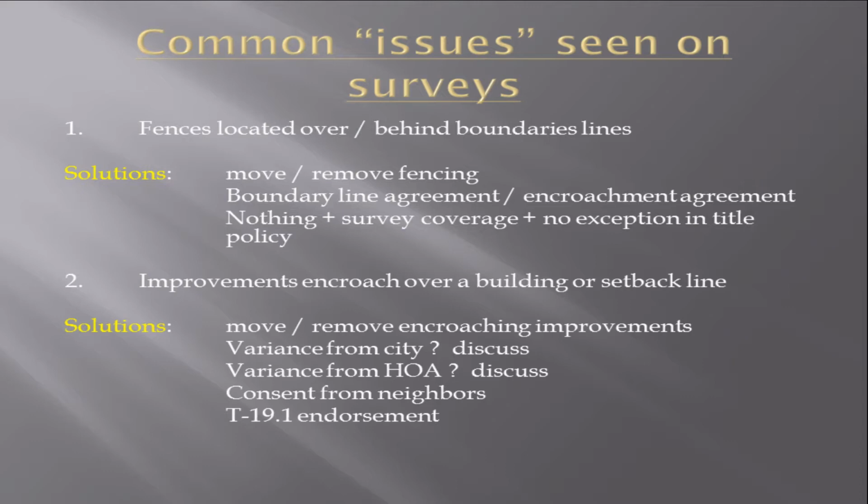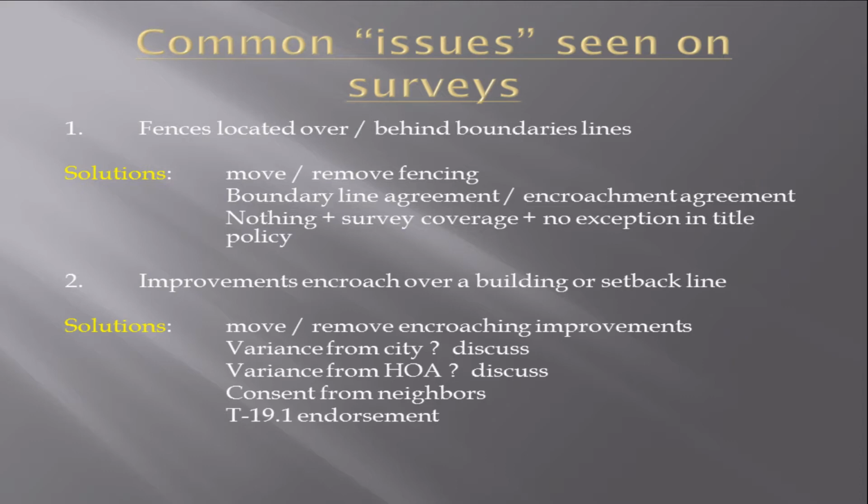Common issue number 2, improvements, think buildings, encroach over a building line or a setback line. Okay. First of all, what is a building or setback line? That's a line typically on a plat that says you may not build over this line. Cities often require that. When you go and create a subdivision, they don't want houses that are 0 feet from the curb and some that are 35 feet back and some that are 50. They want them all kind of lined up. That is the nature of a subdivision. So they will put a front setback line and they'll put side setback lines on the plat.